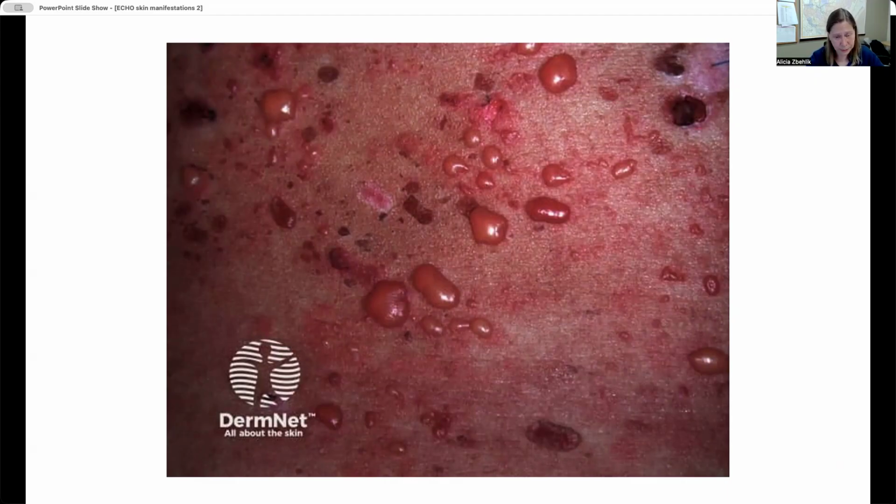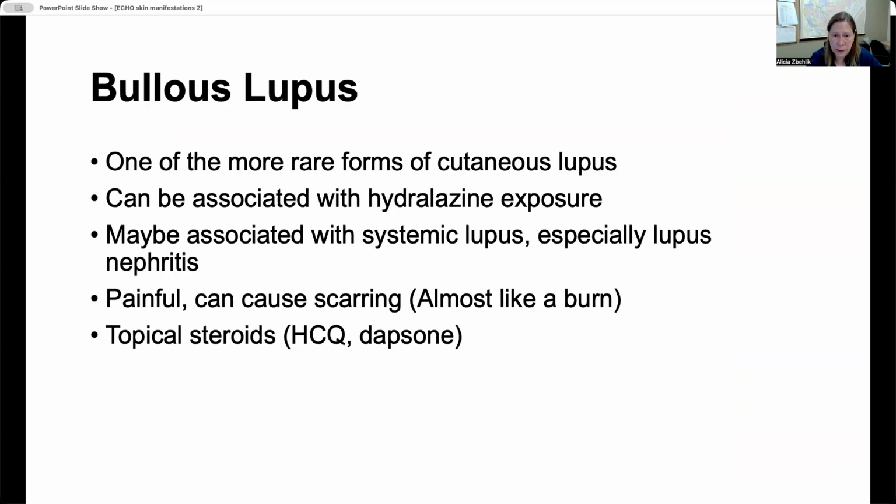She had relatively large bullae distributed especially across her back, her face, her arms. Very painful. These would rupture, almost like a burn in terms of level of pain. And so this is bullous lupus. Next slide, please, which is pretty rare.